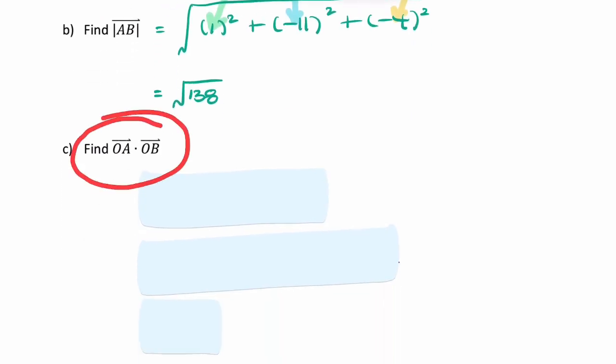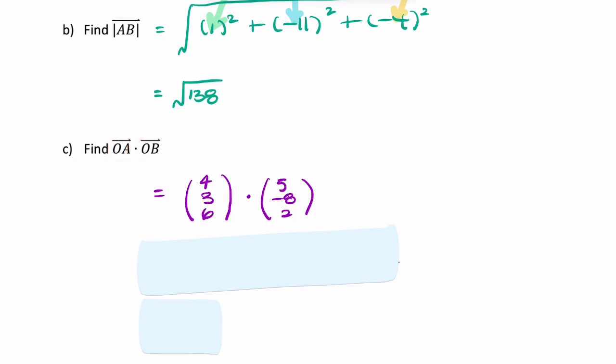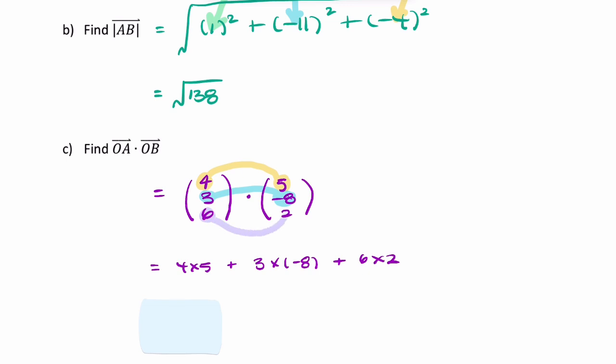Part C asks for the product. It's called the dot product or the scalar product of OA and OB. So to multiply two vectors, what you do is you multiply the I components, the J components, and the K components. That's the X, Y, and Z components. But then you add them together. So the result is not a vector.